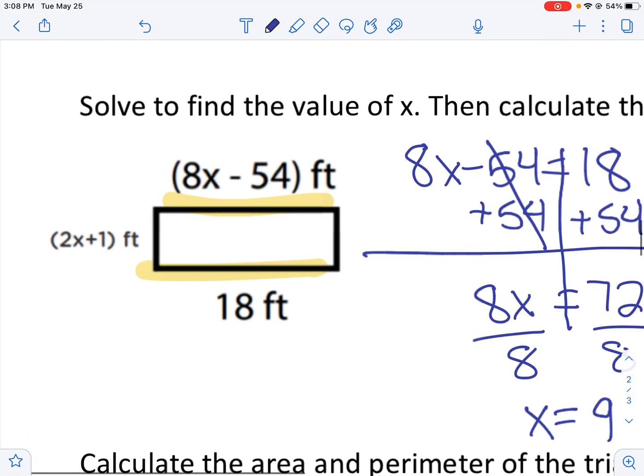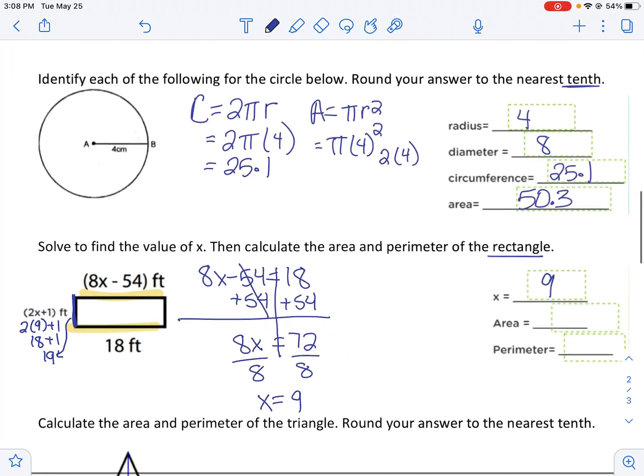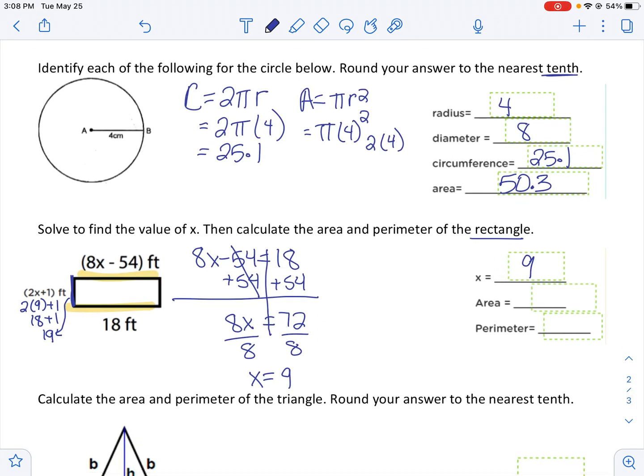So I need to plug in 9 right here to figure out this length. So 2 times 9 is 18. 18 plus 1 is 19. So this side length right here is 19. So my area equals length times width, which is 18 times 19.